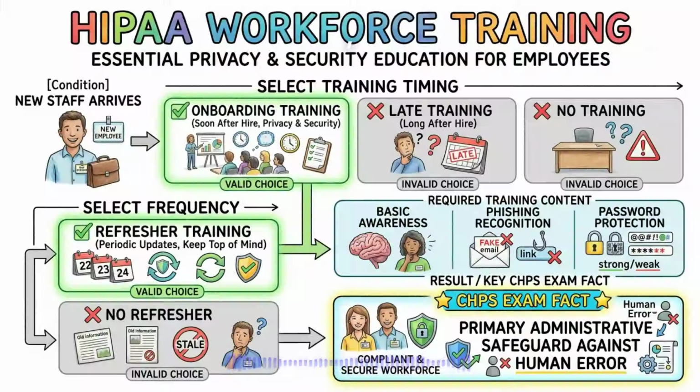AHIMA mandates that all new employees receive privacy and security training within a reasonable time after they are hired. In addition to onboarding training, organizations must provide periodic refresher training to all staff to keep security top of mind. This training must cover basic security awareness, recognizing phishing emails, and understanding how to protect passwords. Exam questions frequently highlight training as the primary administrative safeguard against human error.